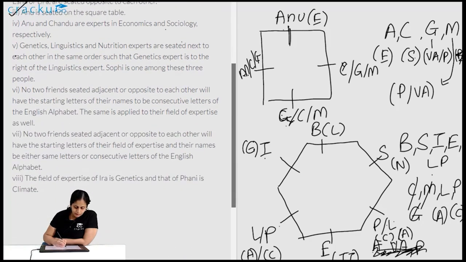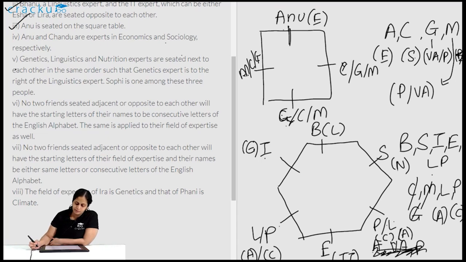Now let me look at clue 4. Anu and Chandu are experts in economics and sociology respectively. Done. Genetics, linguistic and nutrition experts are seated next to each other in the same order such that the genetics expert is to the right of the linguistic expert. Sophie is one among these 3 people. Also done. No 2 friends seated opposite or adjacent to each other will have the starting letters of their names be consecutive letters of the English alphabet. The same is applied to the field of expertise as well.